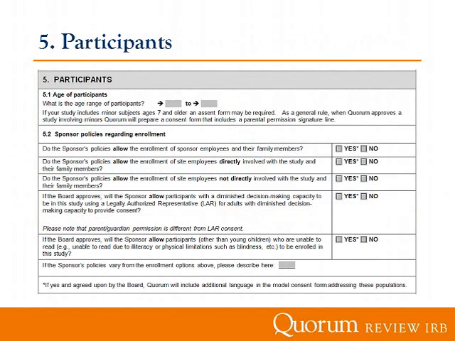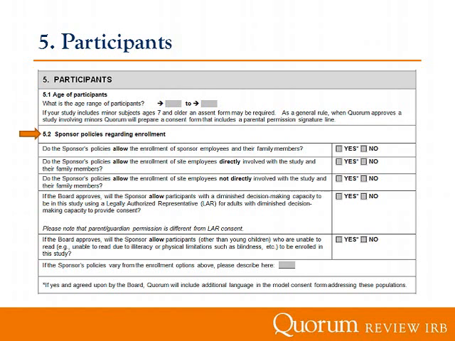Section 5 concerns participants. This section starts with 5.1, which asks the age range of participants in the study. Now, typically, ages 7 to 17 require assent, and as noted here, we will provide an assent form in the study if necessary. Please note that in some states and provinces in the US and Canada, 18-year-olds are classified as minors, so keep that in mind.